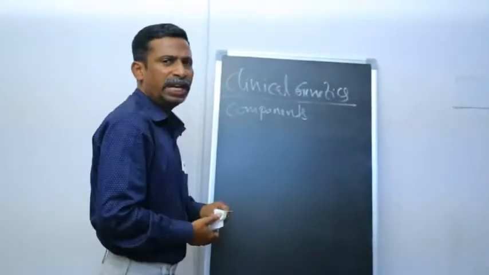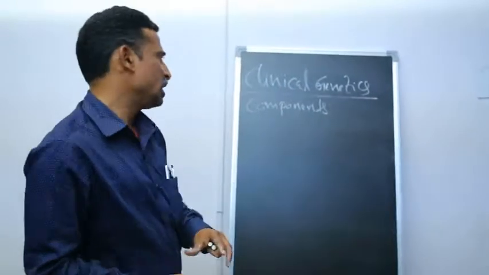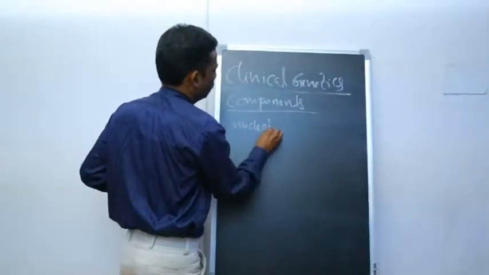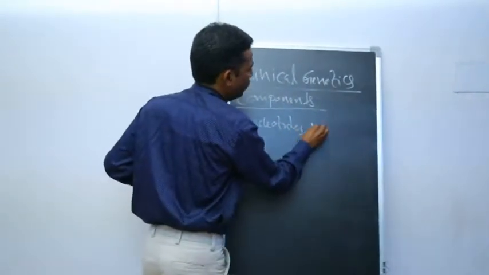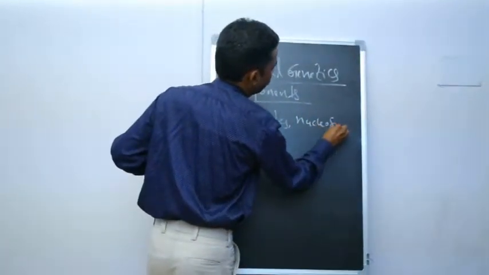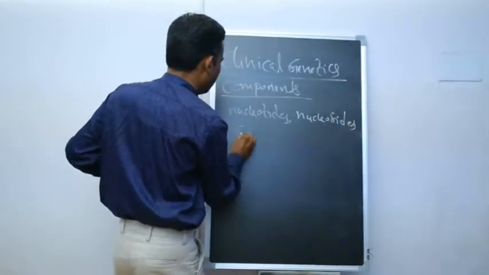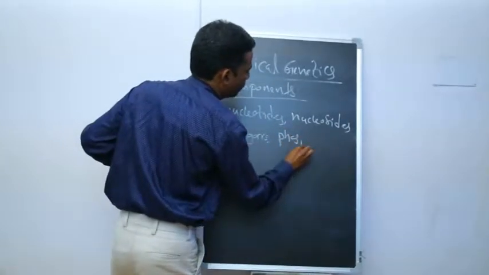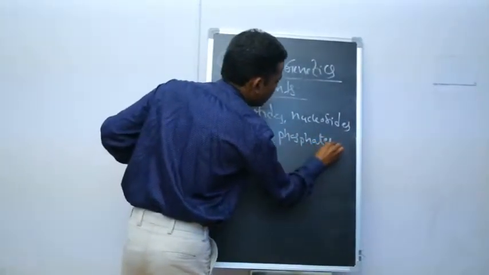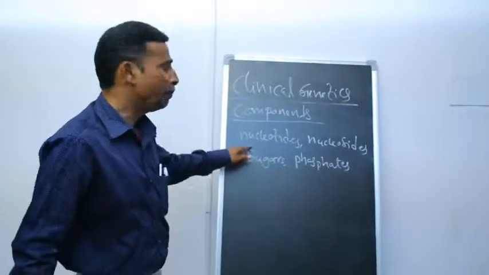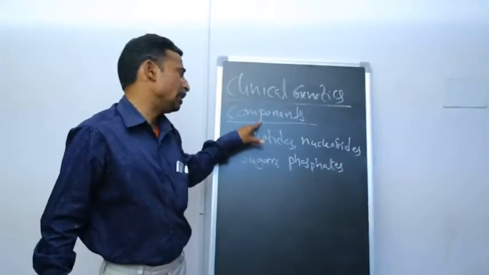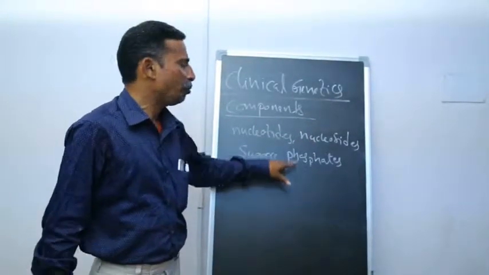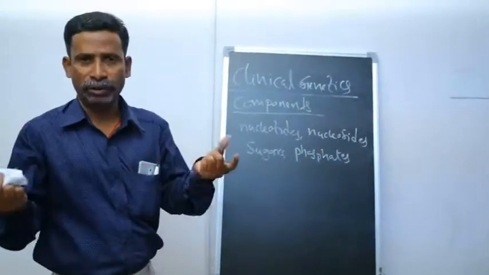DNA contains various materials like nucleotides, nucleosides, sugars and phosphates. These materials are the skeleton of DNA. Every nucleotide, nucleoside, sugar and phosphate is attached with hydrogen bonds.